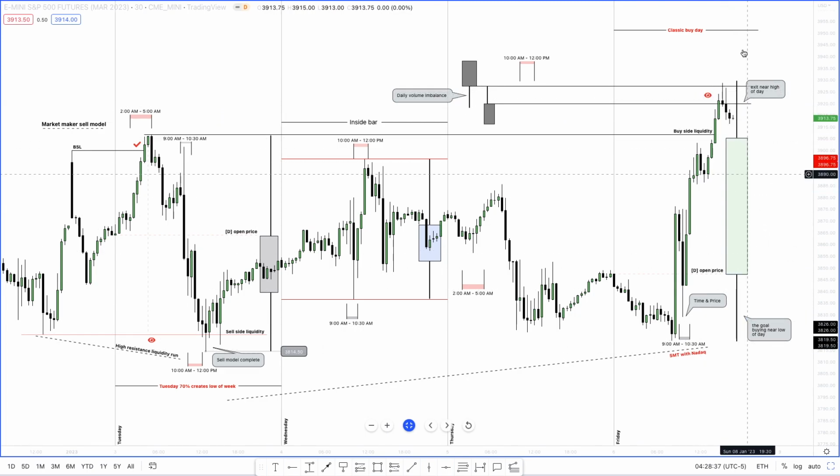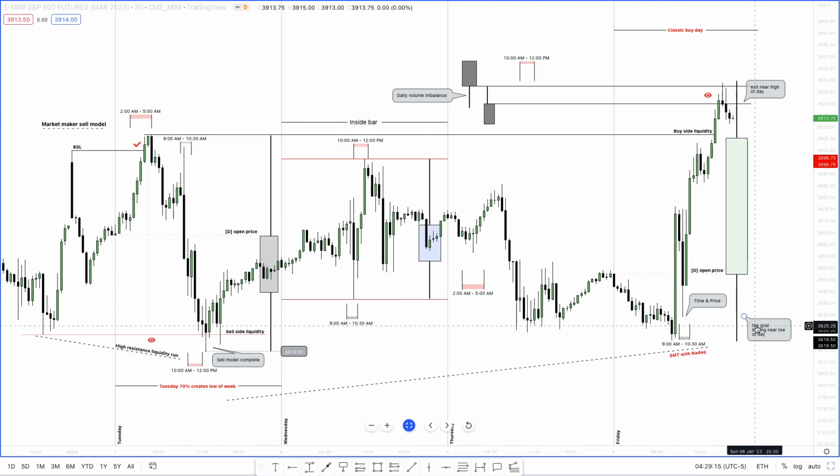And this would be the big expansion we would expect forming after the inside bar. And using the daily PD array for targets, time and price for entry, and this PO3 depiction is just simply showing that this is the prediction of the daily range, classic buy day with New York open creating the low. Okay, so this is the power of 3: accumulation, manipulation, and then distribution into the daily volume imbalance.